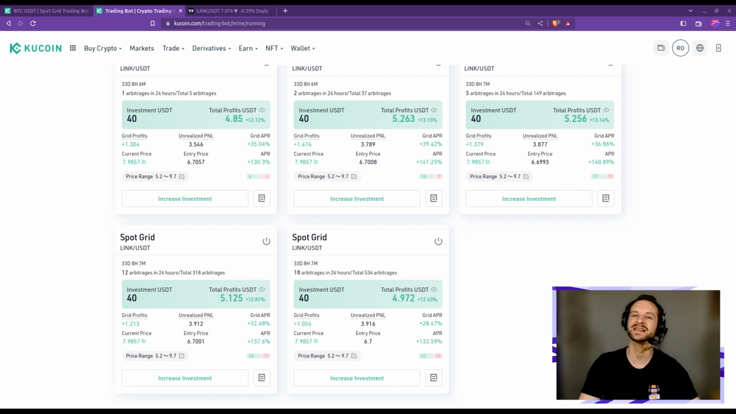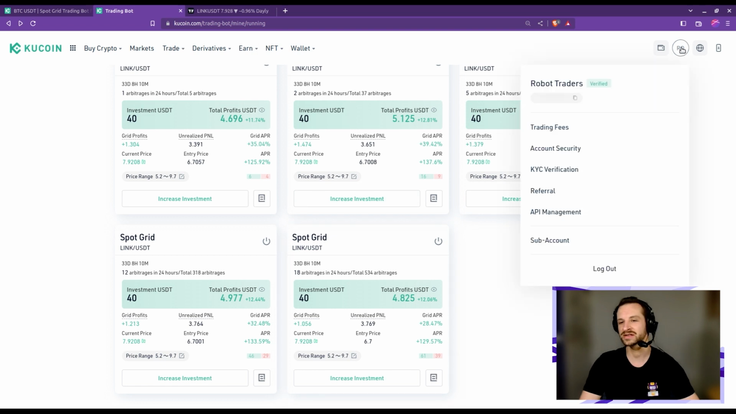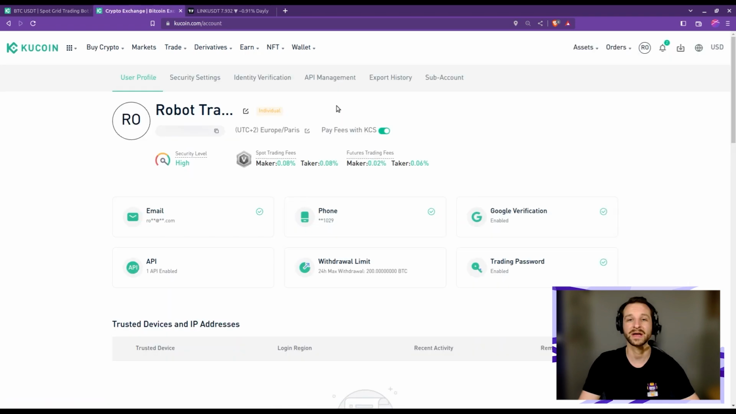So you're probably starting to realize that with such high frequency trading bots, trading fees are also a key factor. So it is very important that you keep them as low as possible. With KuCoin, I have two suggestions to help you do that. The first is to come here in your profile and buy some KCS, the KuCoin token, and then activate here pay with KCS.